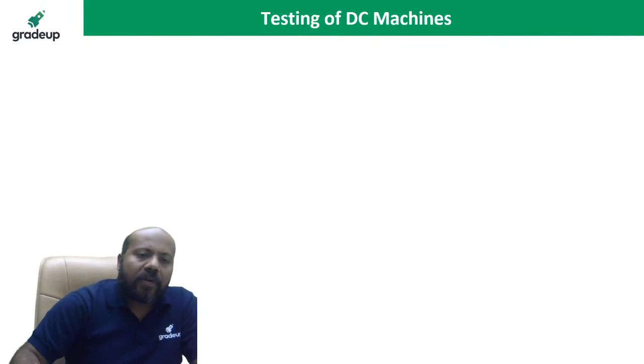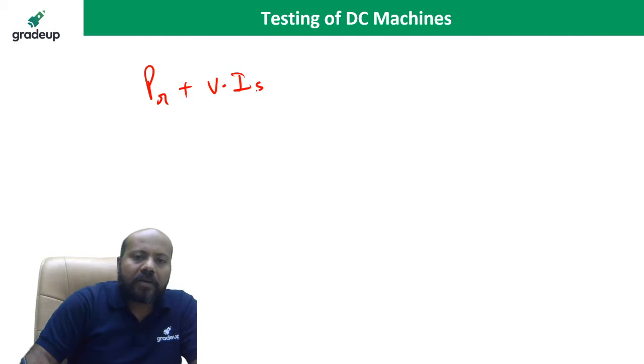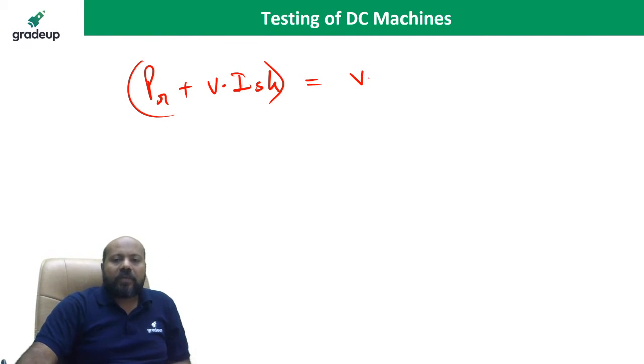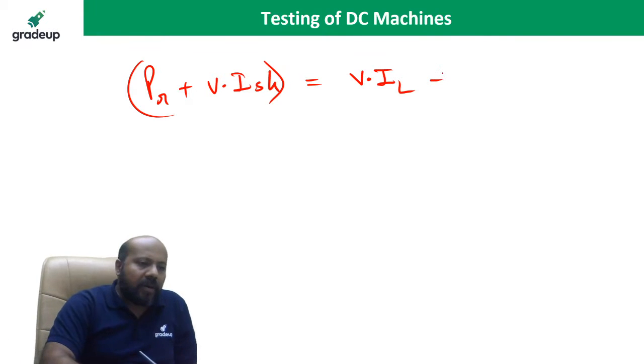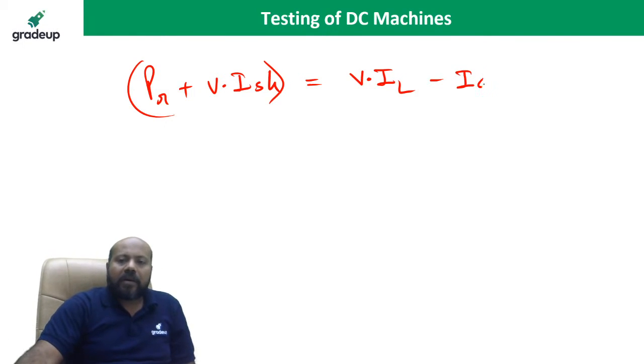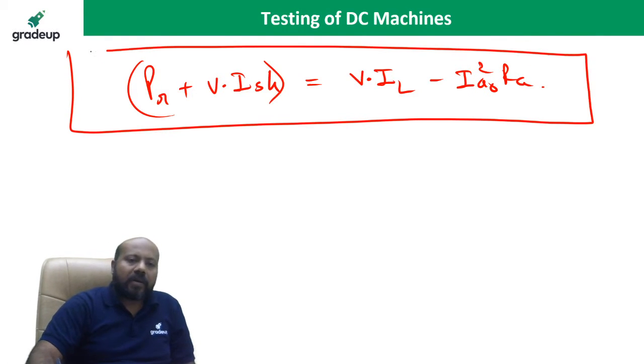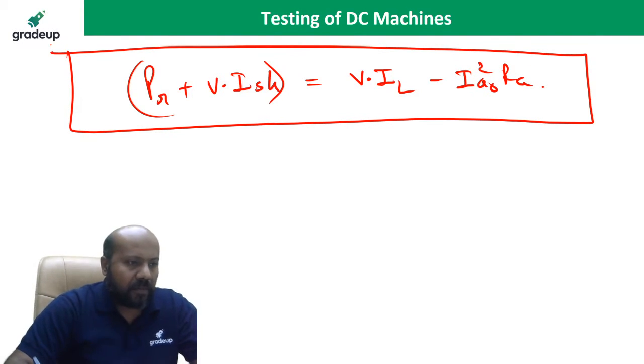Clear? So from here you can find the rotational losses PR plus V into ISH as constant losses, that is V into IL, input power, minus IA naught square RA. This is one thing. Are you getting this?